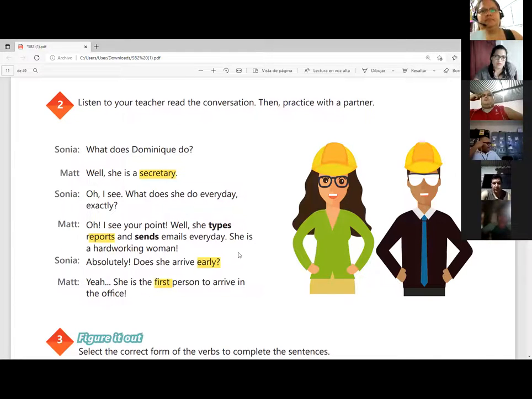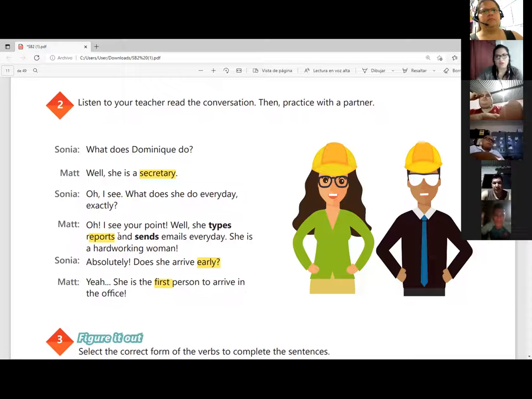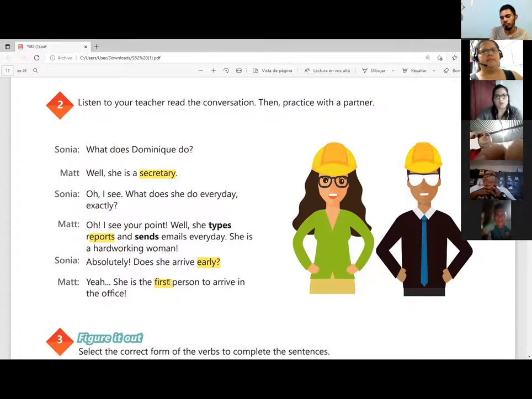Excellent, good. Okay, we're going to practice the pronunciation of these words. For example, we have secretary, secretary. Also we have report. Recuerde pronunciar un poquito exagerada la R. Decimos reports. Also we have early, early. Y esta es como con una E cerrada, es first. First, second, third. Okay, once again, secretary. Reports. Early. First. Excellent.